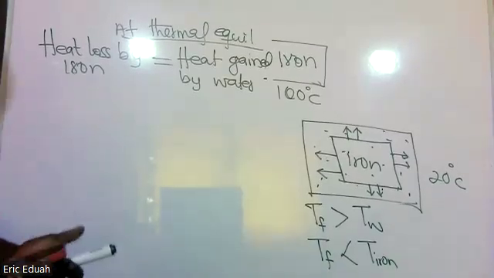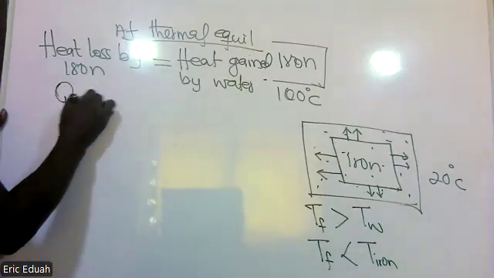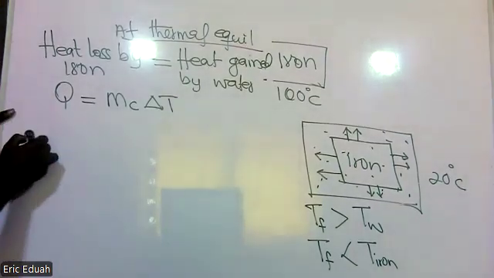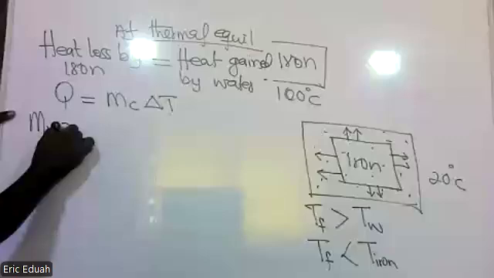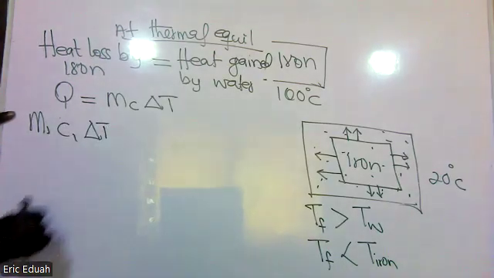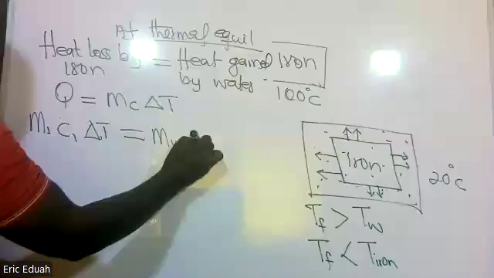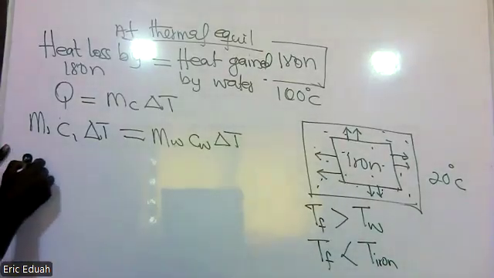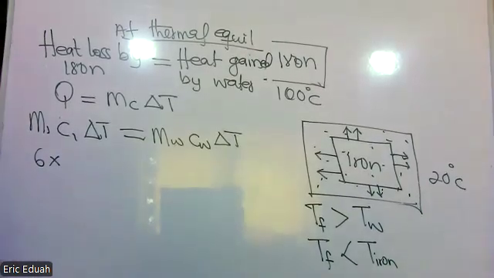So at thermal equilibrium, heat loss by iron must be equal to the heat gain by water. Now, heat transfer is equal to MCΔT. Then heat loss by iron will be equal to mass of iron times specific heat capacity of iron times the change in temperature. Heat gain by water would also be mass of water times the specific heat capacity of water times the change in temperature. What is the mass of iron? Charlotte, what's the mass of iron given? This is 6 kilograms. So 6 times the specific heat capacity of iron, which we are told is 450.